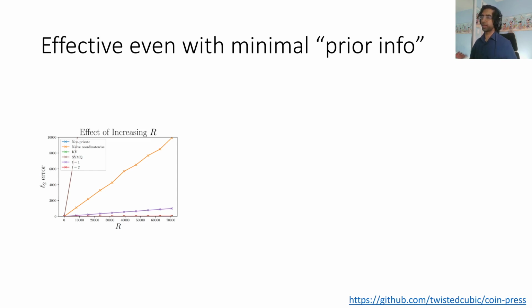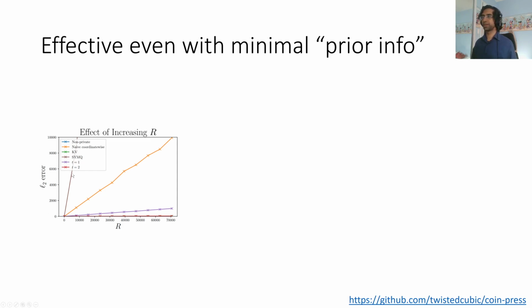In particular, let's see here, this is a plot which on the x-axis, instead of increasing n, we're looking at a fixed n, but at the value of increasing r. So as we go further to the right, that means that we have less and less prior information, whereas the y-axis shows how much L2 error we have.